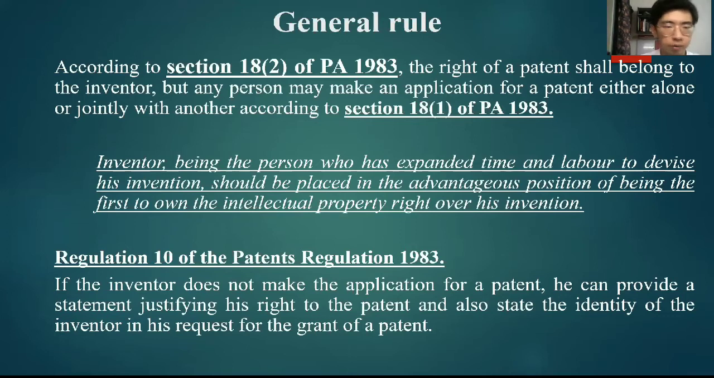Also according to regulation 10 of the Patents Regulations, even if the inventor does not make an application for the patent, he could provide a statement justifying his right to the patent and also state the identity of the inventor in his request for grant of a patent. So reading these two sections together, they give us a picture that the inventor has the right to make an application to have the patent. So they should have the patent in the first place according to the general rule.